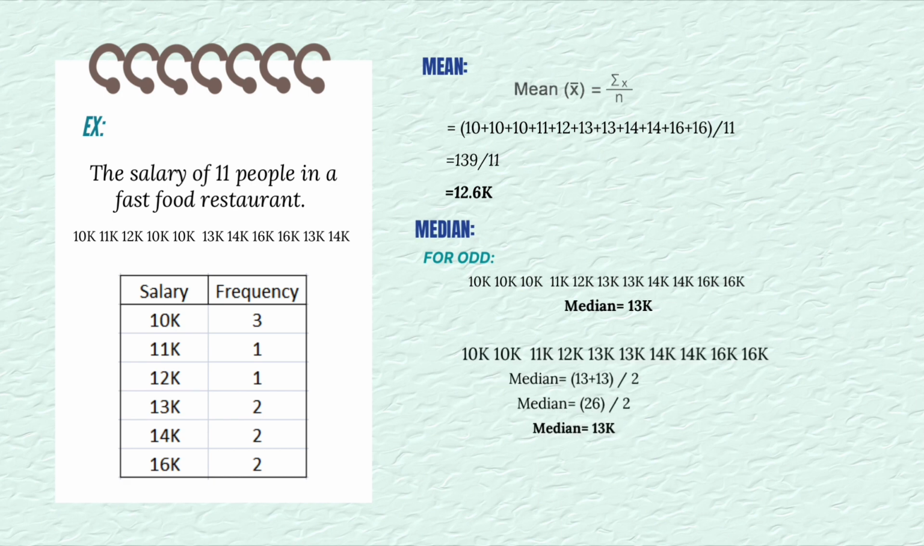On the other hand, when the distribution has an even number of data, the median value is the mean of the two middle values. In our example, the two middle values are 13 and 13, divided by 2, therefore the median is equal to 13K. To get the mode, we can see in the table that the most frequent value is 10K, which has a frequency of 3. Therefore, the mode is 10K.